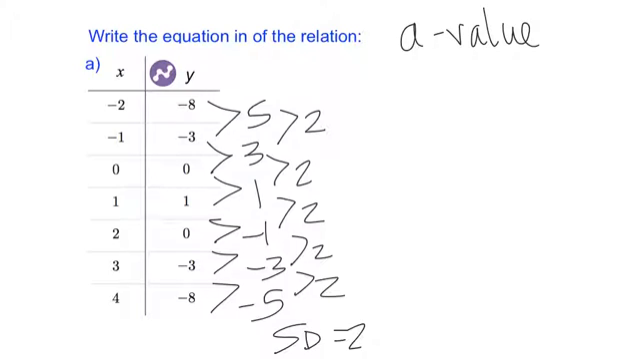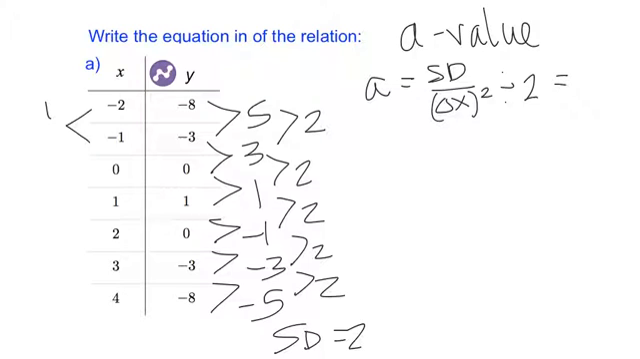And if you remember, we had this little formula that the a value equals the second differences divided by delta x squared divided by 2. In this case, delta x is 1. Okay, so in other words, the a value here, if you put everything in, your a value is going to equal just 1.